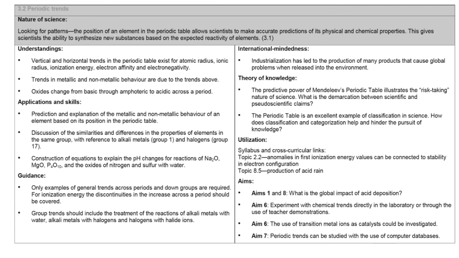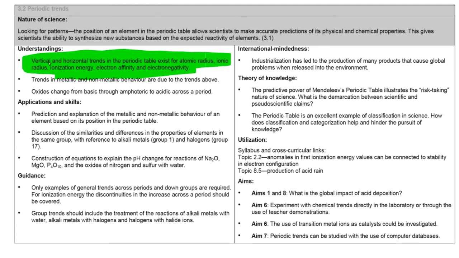Topic 3.2 is periodic trends. So vertical and horizontal lines in the periodic table have trends for atomic radius, ionic radius, ionization energy, electron affinity, electronegativity. We've covered these concepts already. Atomic radius is half the distance between bonding nuclei, and ionic radius is half the distance between ionic bonding nuclei. Ionization energy is the energy needed to remove 1 mole of gaseous electrons. Electron affinity is just like ionization energy, but adding electrons. Electronegativity is the ability to attract a shared pair of electrons in a covalent bond.